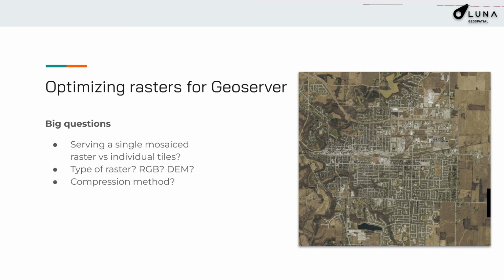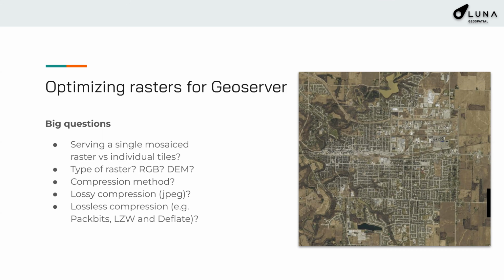What about compression method? Well, are you okay with lossy compression? Are you okay with the digital number of each pixel that might change a little bit as we compress it? Or do you need lossless compression? This is something that we'll typically need for a classified raster, or something like a digital elevation model where each pixel really means something and you don't want to modify that value.